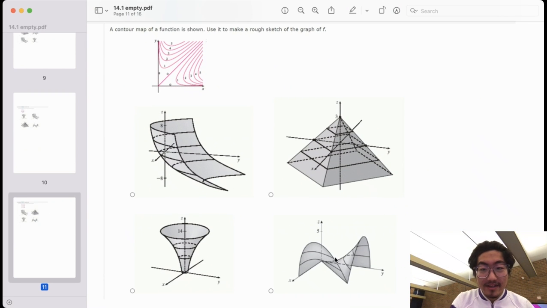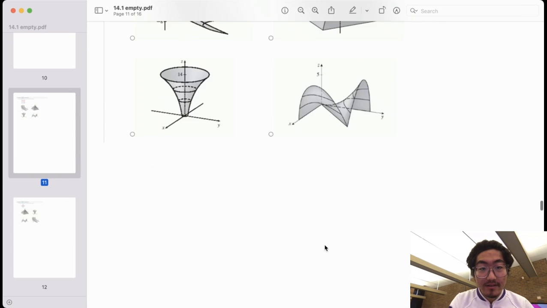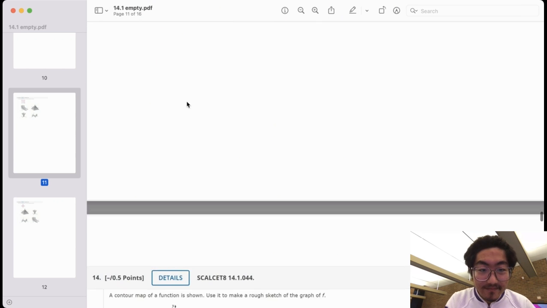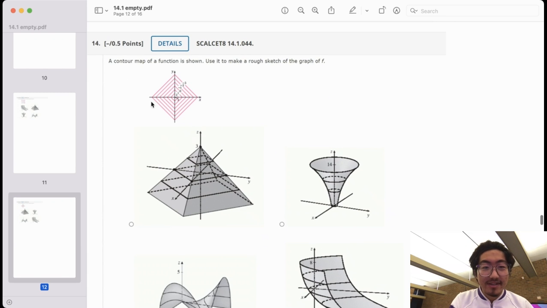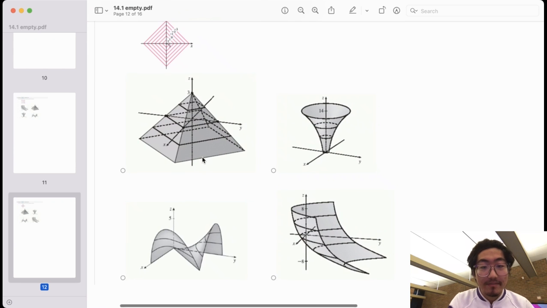This definitely is not this one, not this one, not this one. So it's in the bottom right, because there's a curvy shape here. Oh, the pyramid, like a square. This is the only shape that has these squares here. So it is the top right, top left.